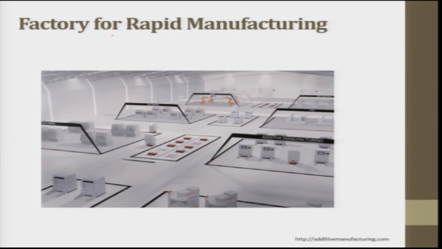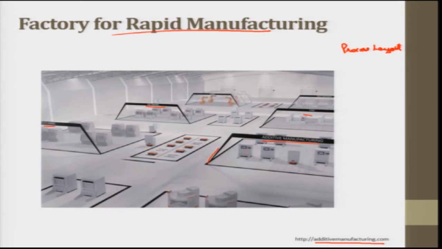Next is factory for rapid manufacturing. Well, this is a figure that is taken from additivemanufacturing.com. It is showing different sections. This is the additive manufacturing section, this is the CNC section, this is a sintering section, this is a texturing section. It is showing the kind of layout that is known as process layout. I will brief the layouts when I discuss the simulation, plant simulation. So this is a process layout.